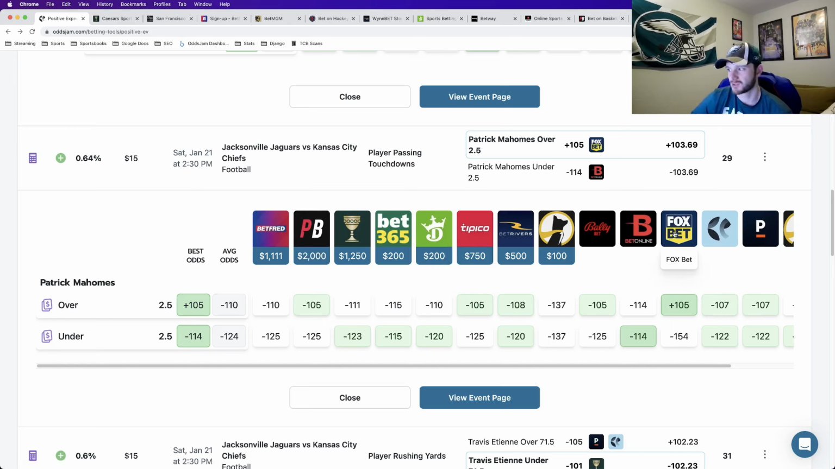So no book has it for plus money, and we're getting it for +105, which means that if you win 50% of your bets at +105, you are profiting. So that's why, I mean, this isn't rocket science, but why it's valuable sometimes to play plus money plays, because your win percentage can be lower and you can still profit. So this is play number three.